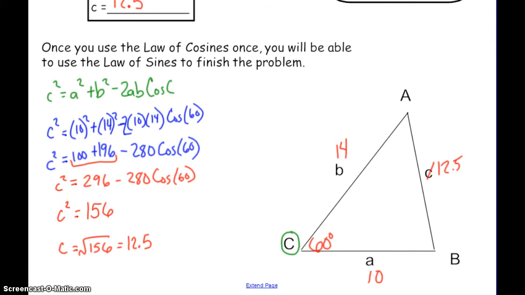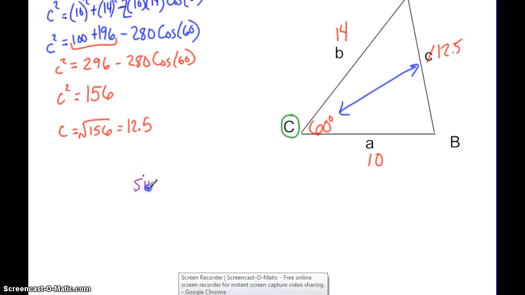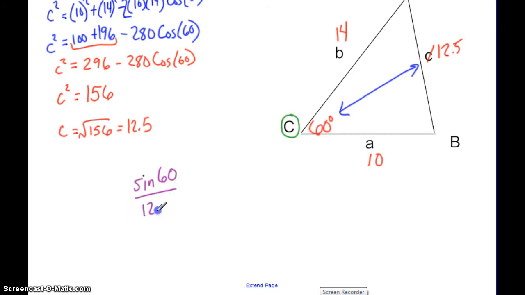So once we get that one part of my triangle, notice what I have. I now have a pair, opposite angle and side. So the note here in the middle of my page says, once I use the law of cosines one time, I'll be able to use the law of sines. Because now I have a pair, so now I can set up my ratio of law of sines. The sine of 60 over 12.5 equals sine, pick a different angle, we're going to go with A, over side a, 10.